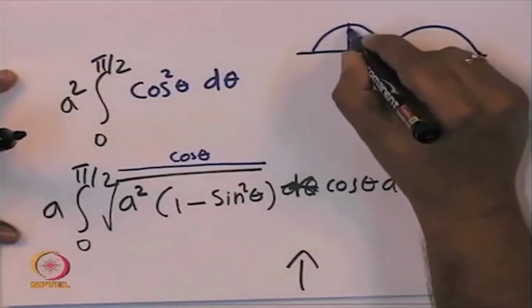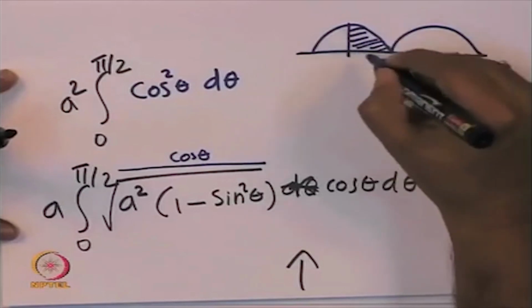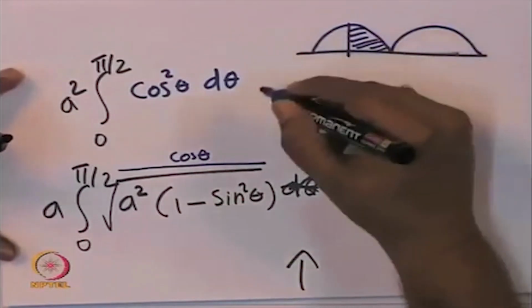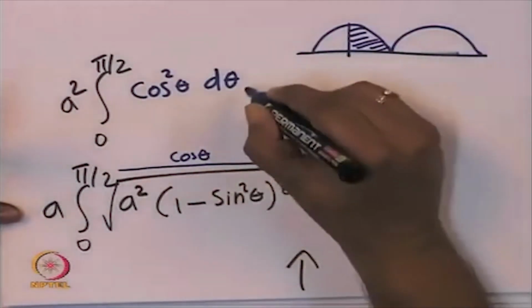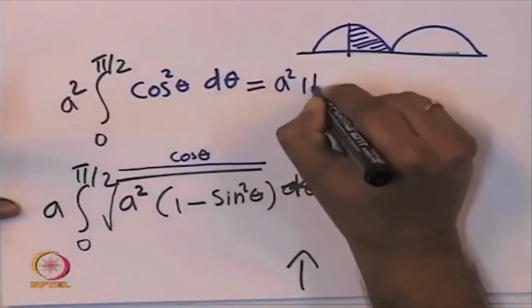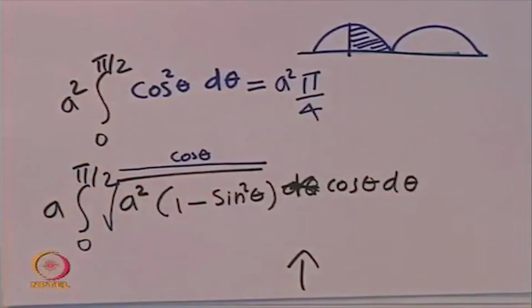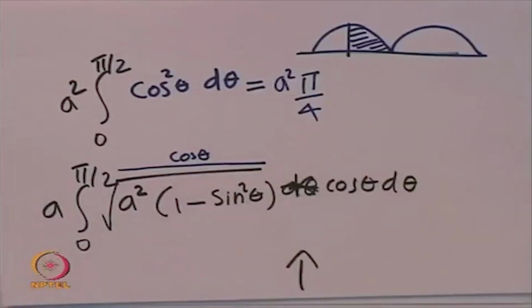So, at 0 cos theta is 1. So, 0 to pi by 2 will be one part of this. This will be like 1/4 of a circle again. So, this is another way of thinking about it, but you can do this. You will see again this answer is a square into pi by 4. So, you can do this in different ways.